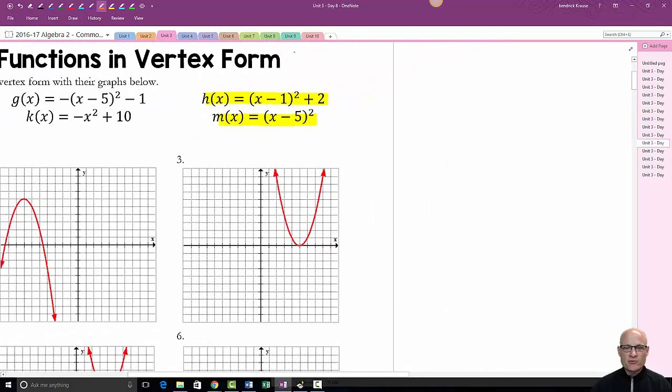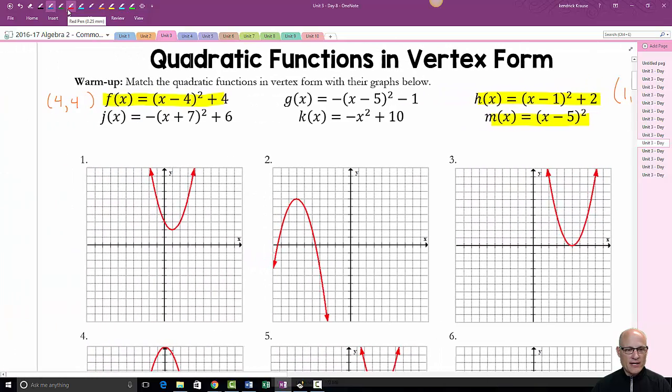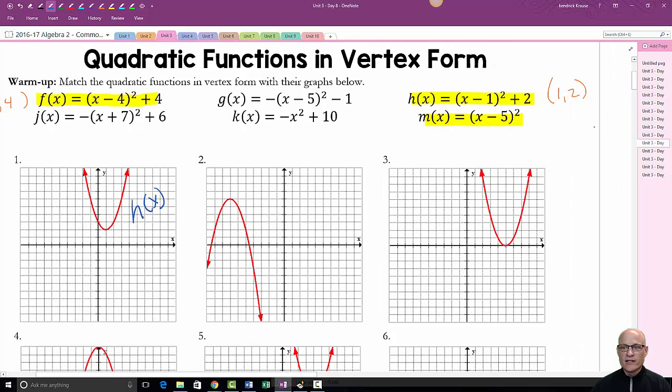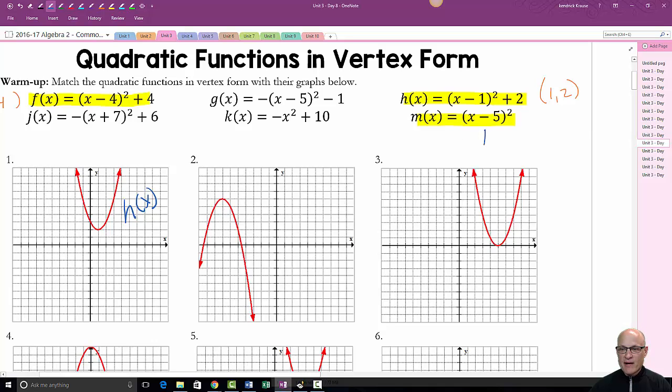Let's check this one. This one has a vertex of +1, +2. So let's go find that one. It's opening up, +1, +2. It's right there. There is h of x. And finally, this one just slides right, but not up or down, and that would be right here, m of x. The other three all open concave down.